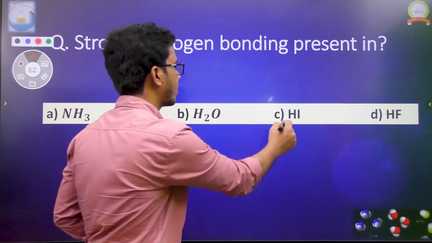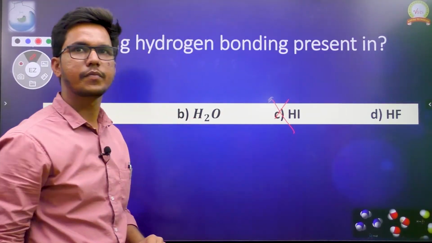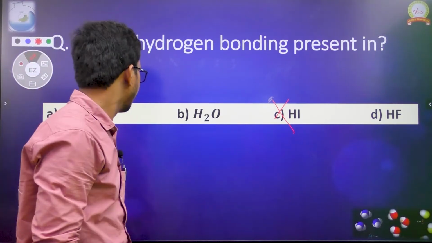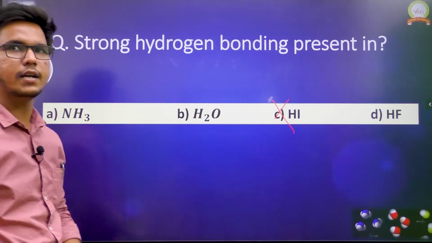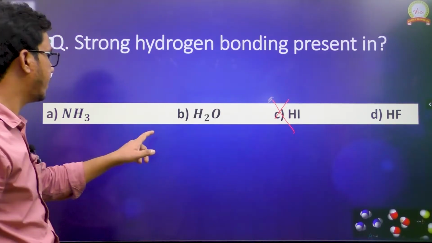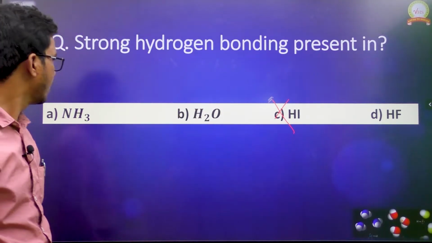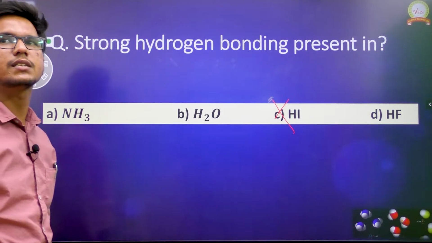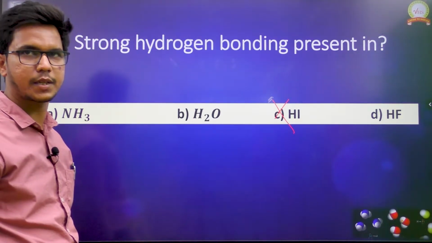Anyhow, the third one won't form the hydrogen bonding because hydrogen is not connected to a more electronegative atom, as we have already discussed. But if you take the first one, second one and the last one, for A, B and D, we can expect the hydrogen bonding over there. Out of these three, in which the strongest hydrogen bonding is present.